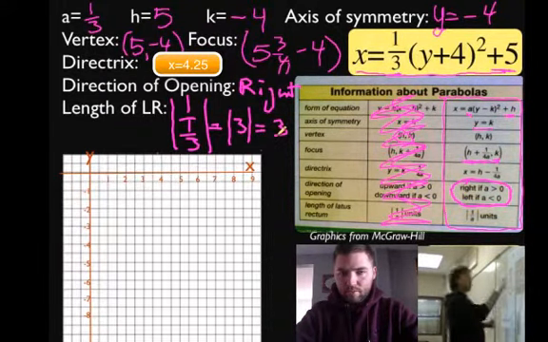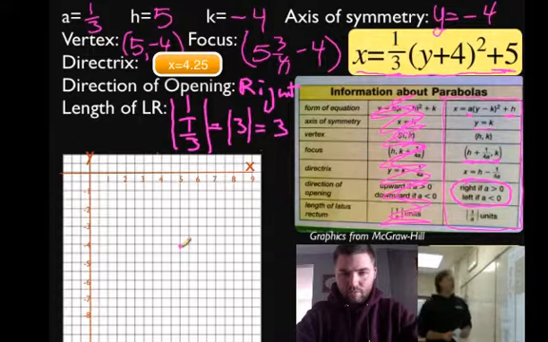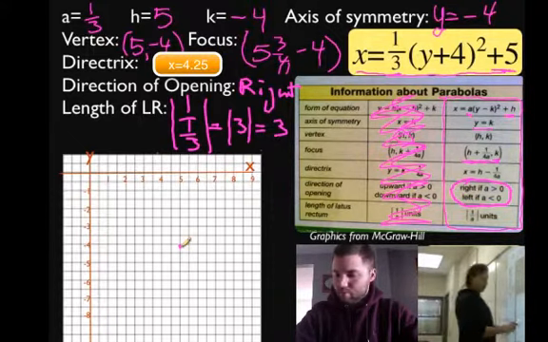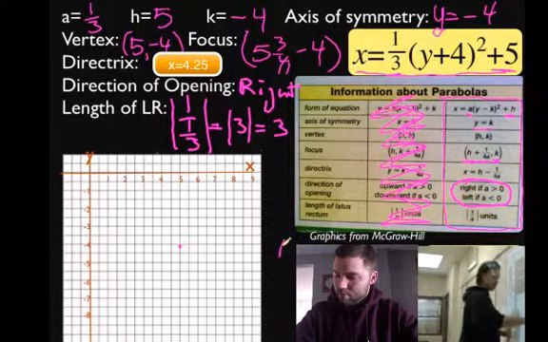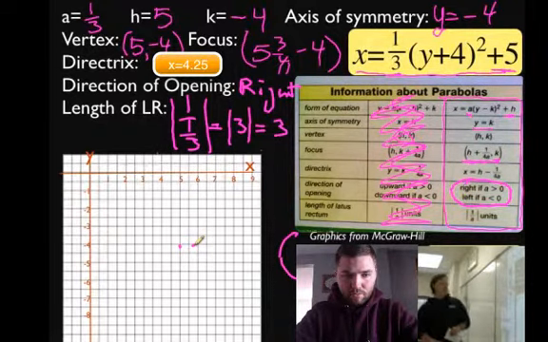Now, our vertex was at 5, -4. So we'll go 5, -4. Right there is our vertex. And we know it's going to open to the right. So the parabola is going to shoot from the vertex and shoot out like that. Where is the focus point? Well, it's at 5 3/4, comma, -4. So 5 3/4, comma, -4 is right there.